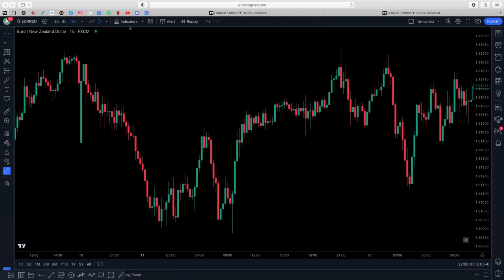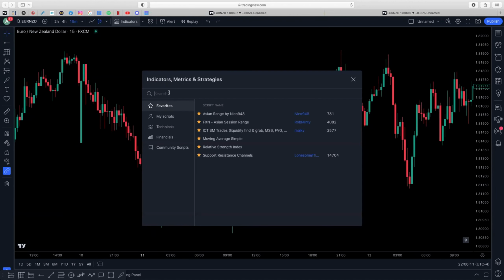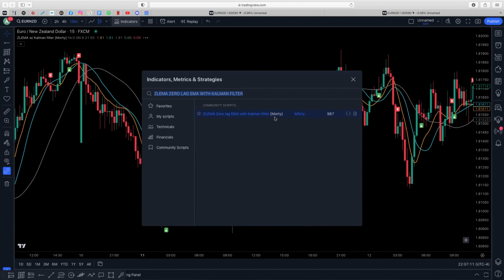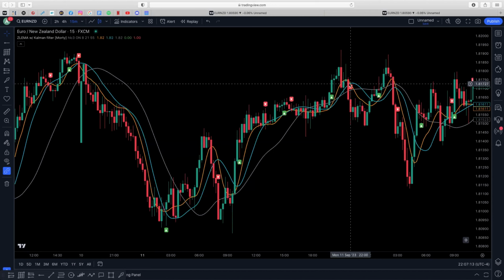Now go to the indicator section over here and search for Lemma Zero Lag EMA Wick Kalman filter. This is the indicator here by Morty. Click on it once and let us do some adjustments.